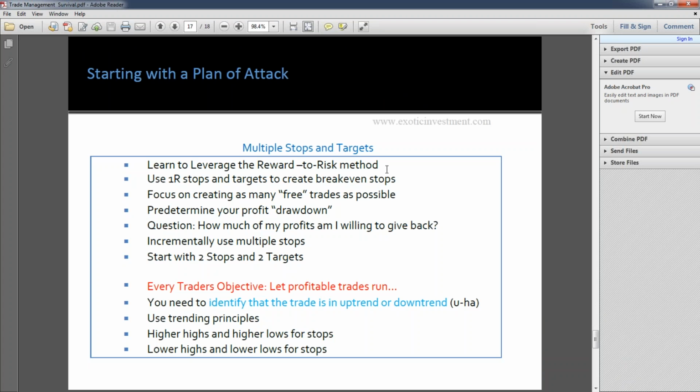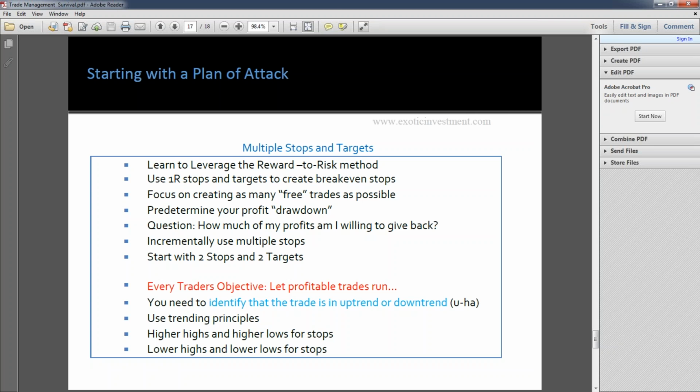Okay, so you'll be starting with a plan of attack. You have to find out what risk reward ratio is favorable for you, and afterwards focus on creating as many free trades as possible. You have to find out what level of aggressiveness suits you. If you are an aggressive trader, or if you are a timid trader who doesn't want to take risk, what suits you is what you have to find out.